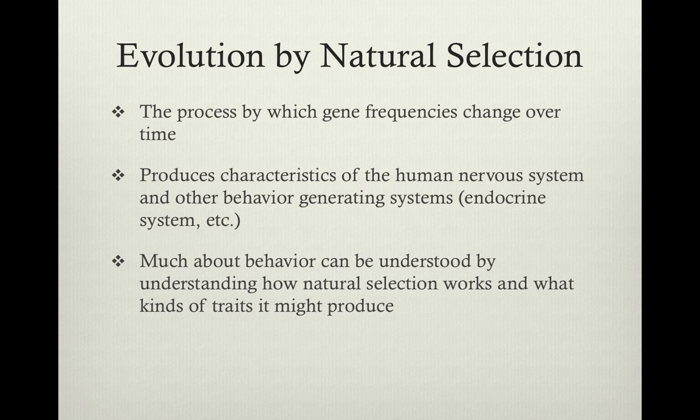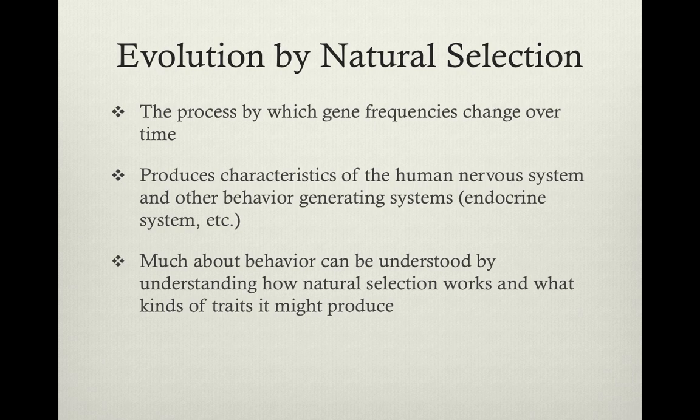Evolution by natural selection produces characteristics of our behavior generating systems. And so this includes the human nervous system. Really, what guides our behavior is our exceptionally large brain and how we use it. And so our brain evolved through natural selection, just like any other physical trait. Our endocrine system evolved through natural selection.